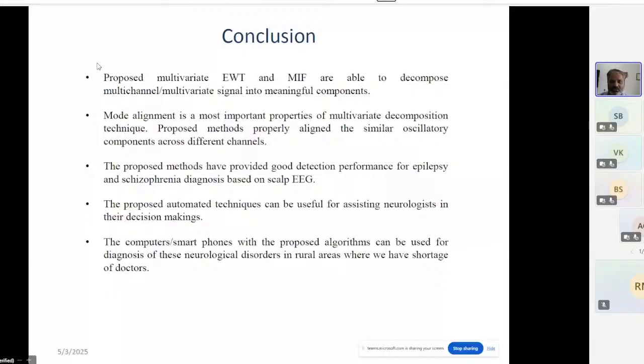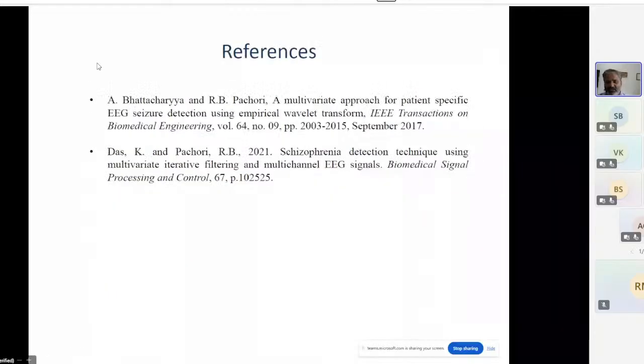So this talk is based on these two recent publications. I request all the participants to go through these papers to have more information about the presented work. Thank you.